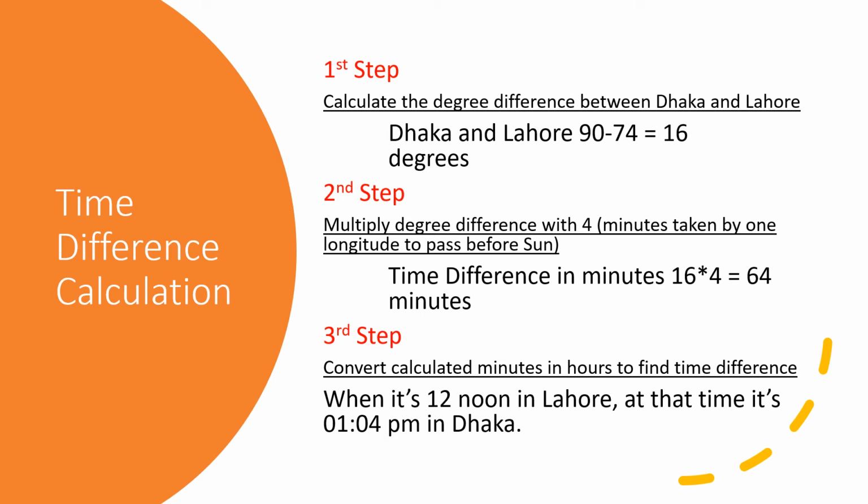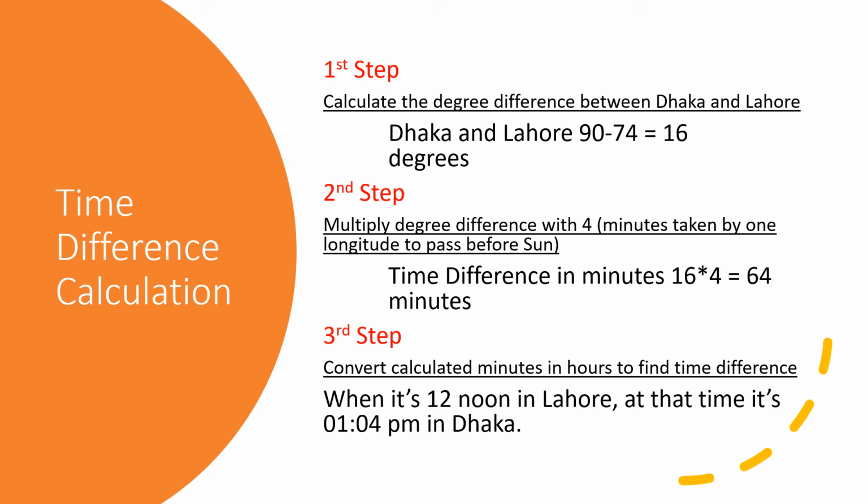And between Lahore and Dhaka, the time difference is 64 minutes. That means the time difference between these two cities is 1 hour and 4 minutes. That means if it's 12 noon in Lahore, at that time it will be 1:04 p.m. in Dhaka. As Dhaka is situated east of Lahore, definitely it will be ahead in time.